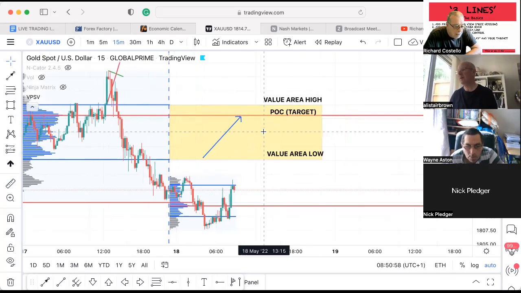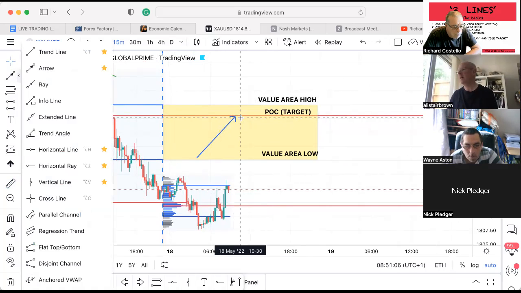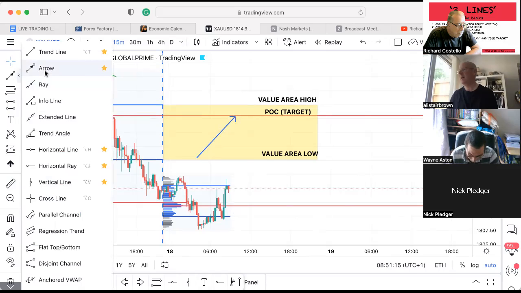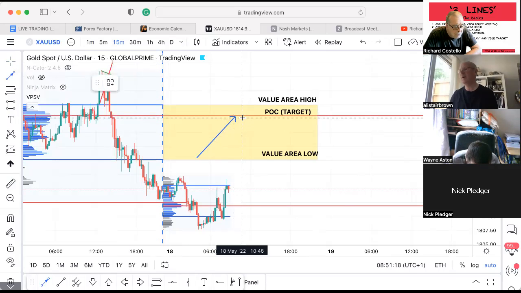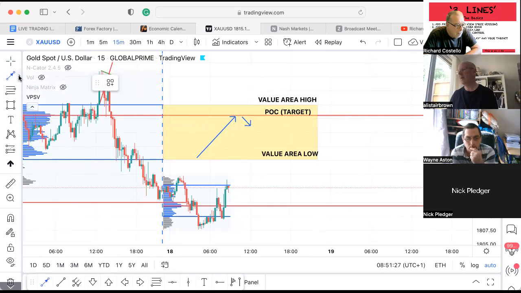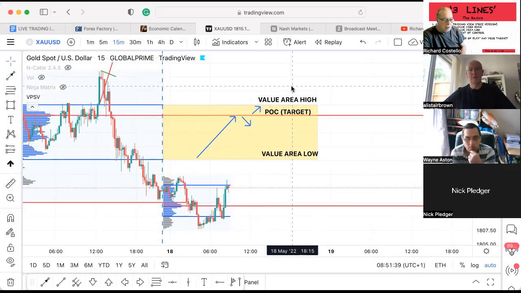Now at that point I would get out of the trade and I would wait to see what happened to price, because there are two things that can happen to price at that point. It can either reject, or it can continue its journey upwards. But I don't know which it's going to do. So I get out of the trade and I wait until price shows its hand.